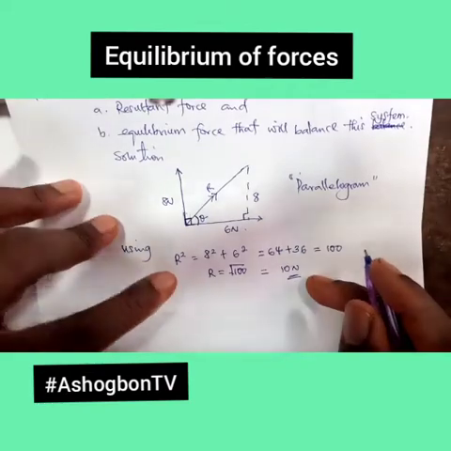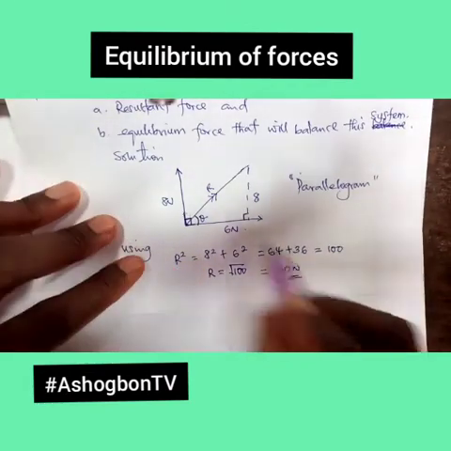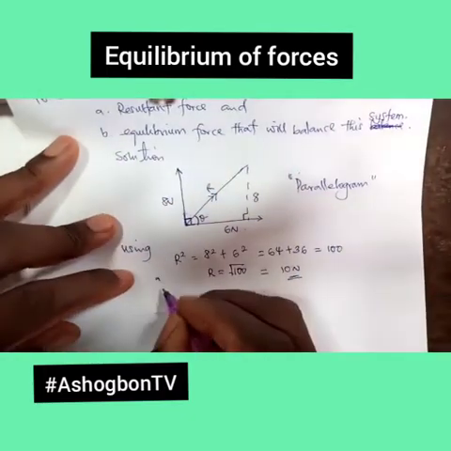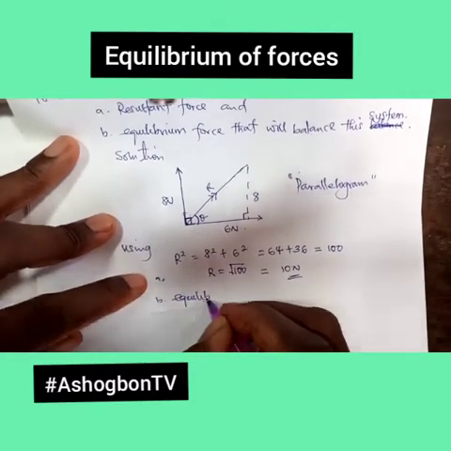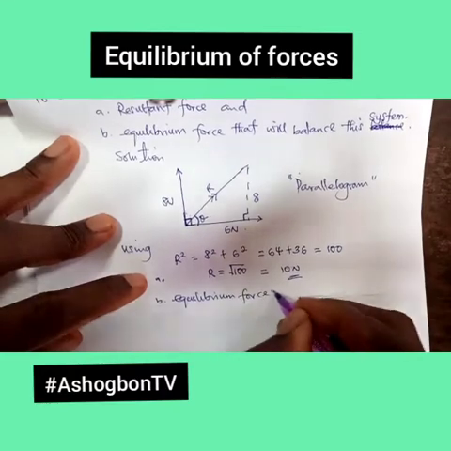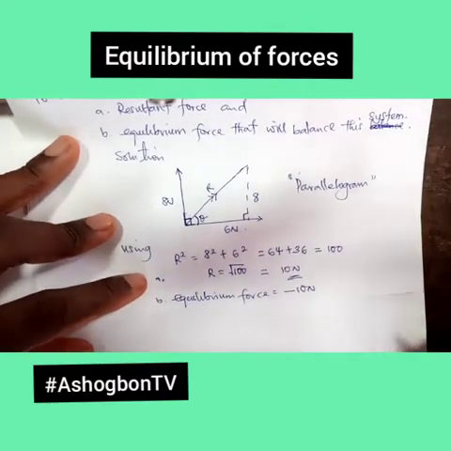Now, what we want to say here is this. The resultant force is what? Is 10 Newton. Here you are asked to find the resultant force, and B is saying find the equilibrium force. So if you check this very well, the equilibrium force will be equal to minus 10 Newton. That will be your equilibrium force, minus 10 Newton.